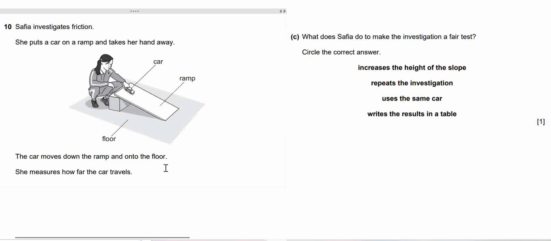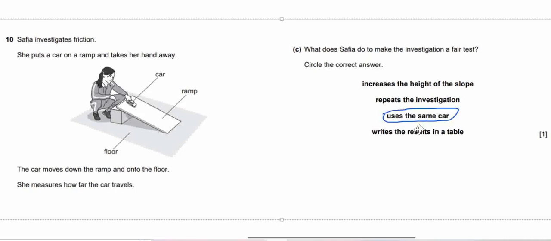Right, let's open up the answer, guys. Well, the correct answer will be uses the same car to make it fair, because she investigates the friction, so other variables have to be kept the same. She only changed the surface by using the rougher surface, and the car remained the same, the height of the slope remained the same. So this has to be kept the same. Same car.